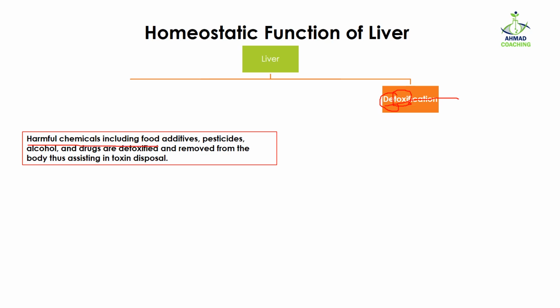Harmful chemicals, including food additives, pesticides, alcohols, and drugs, are detoxified and removed from the body, thus assisting in toxic disposal. So any toxic substance that you ingest accidentally or deliberately is going to go to the liver, and in the liver, through different metabolic processes, those harmful chemicals are converted into less harmful chemicals, or they are detoxified, and after that they are removed out of the body.